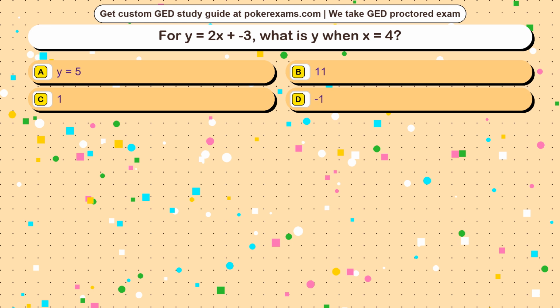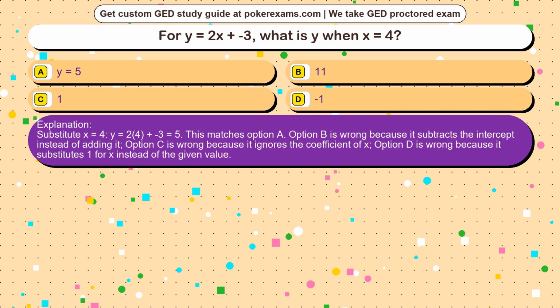The correct answer is option A. Substitute x equals 4, y equals 2 times 4 plus minus 3 equals 5. This matches option A. Option B is wrong because it subtracts the intercept instead of adding it. Option C is wrong because it ignores the coefficient of x. Option D is wrong because it substitutes 1 for x instead of the given value.